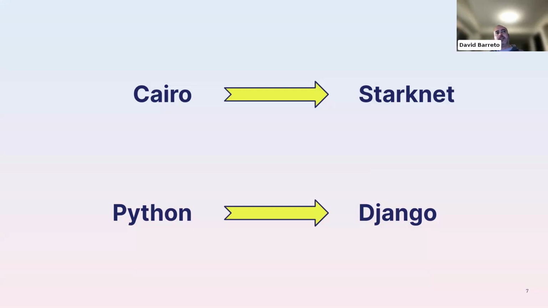I like to think that the connection between Cairo and Starknet is the same as Python and Django. You can use Cairo to write general purpose programs, but also you can use Cairo to write smart contracts for Starknet just by using the special syscalls and special attributes as macros. The same way that you can use Python on its own to create scripts, or you can use it to write a static website using Django. Django is, at the end, just Python with extra libraries specialized for static websites.